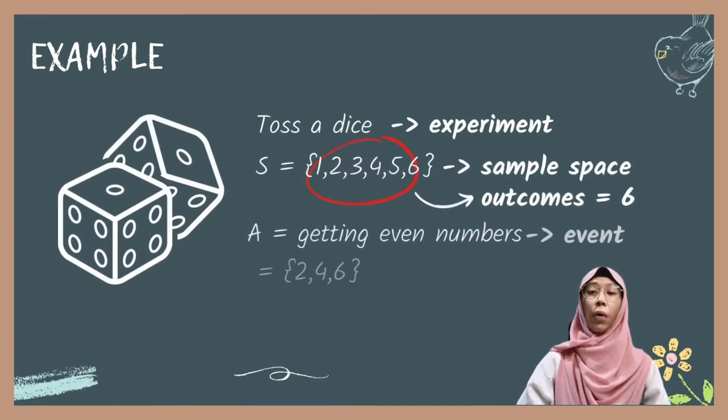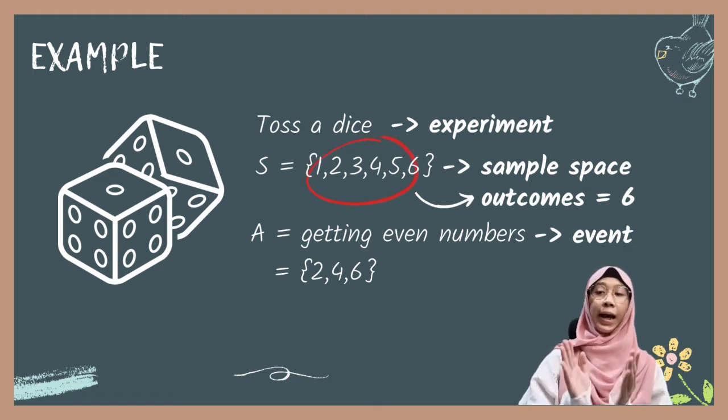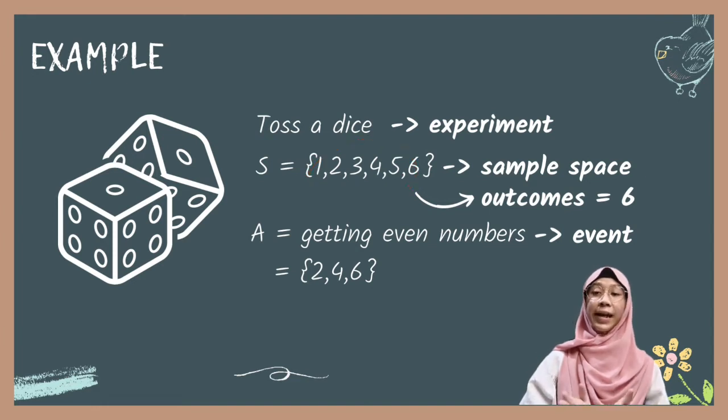For example, when we toss a dice, we will get number 1 or 2 or 3 or 4 or 5 or 6. So, tossing a dice is an experiment. Next, the 1 or 2 or 3 or 4 or 5 or 6 are the outcomes. And if we put all of the outcomes like this, we will get the sample space represented by S. Next, we could define an event A to be an event on getting even numbers. So, the outcomes for A are 2, 4, and 6.